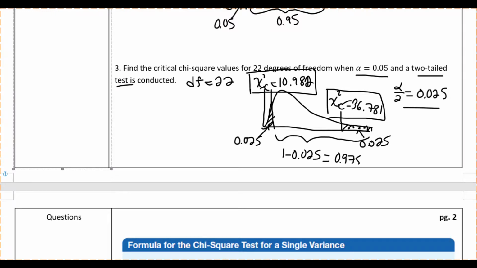So again, with the other lessons, we've always had a plus or minus for the critical values. This time we're not going to have plus or minus critical values. We can never get negatives from chi-squared.